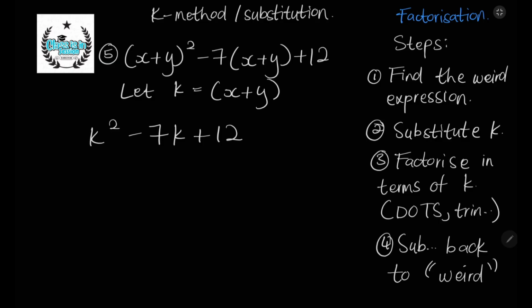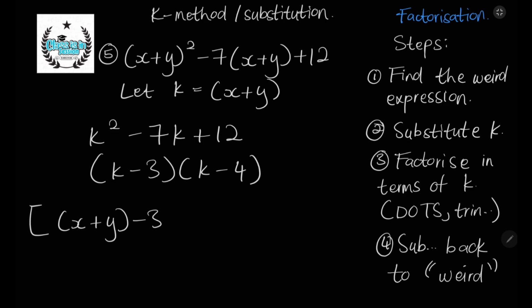Now, let's factorize this trinomial. We should have k minus 3, k minus 4. That's the next step. You have to substitute back to the weird expression. Where we see k, we should have x plus y minus 3, right? In the second bracket, we have k, which is x plus y, minus 4.